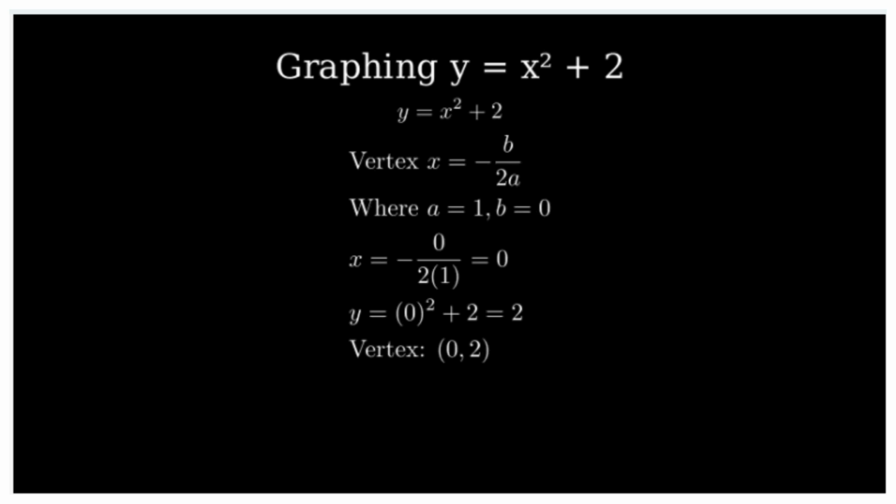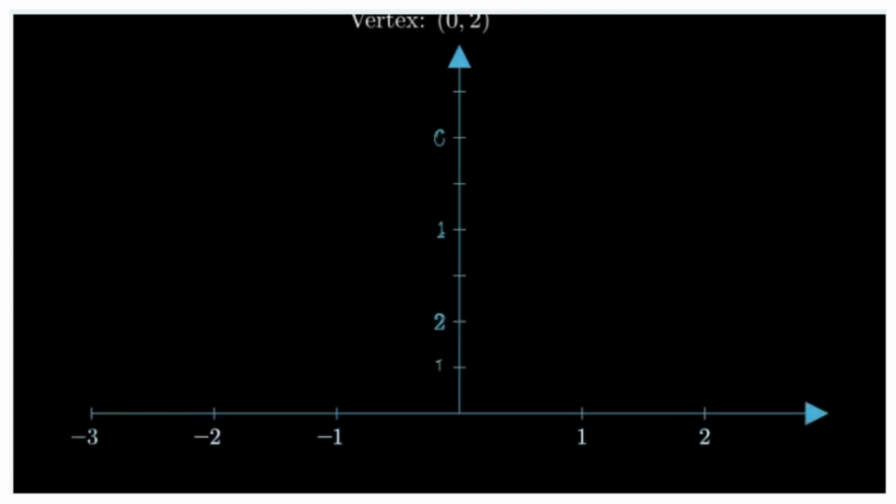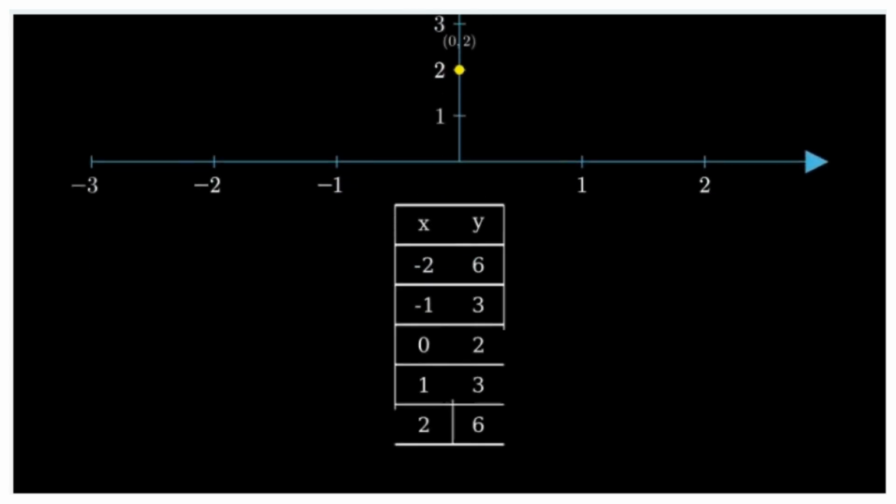Now, let's set up our coordinate system and plot some points. We'll create our axes, and first plot our vertex at 0, 2. Let's find some more points by plugging in different x values. Let's create a table of values.